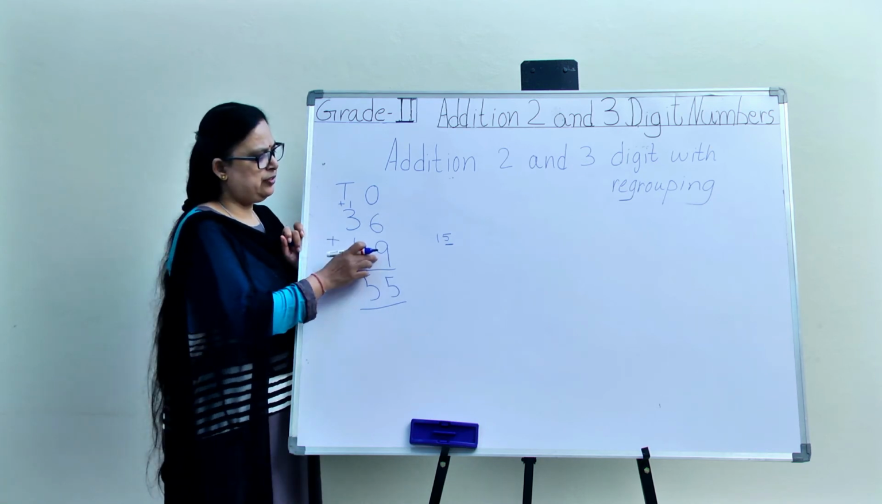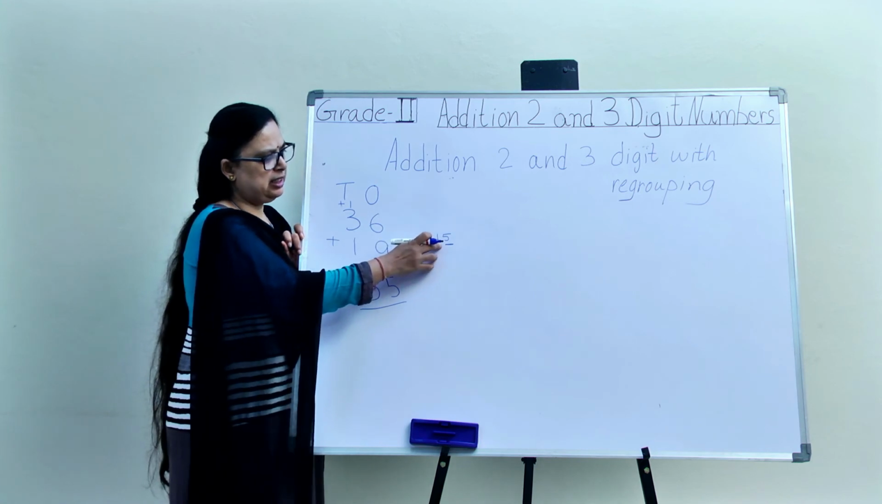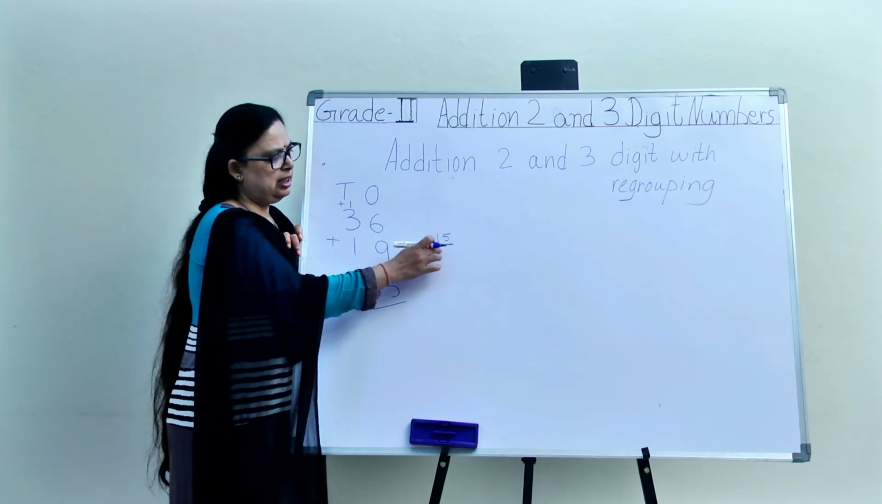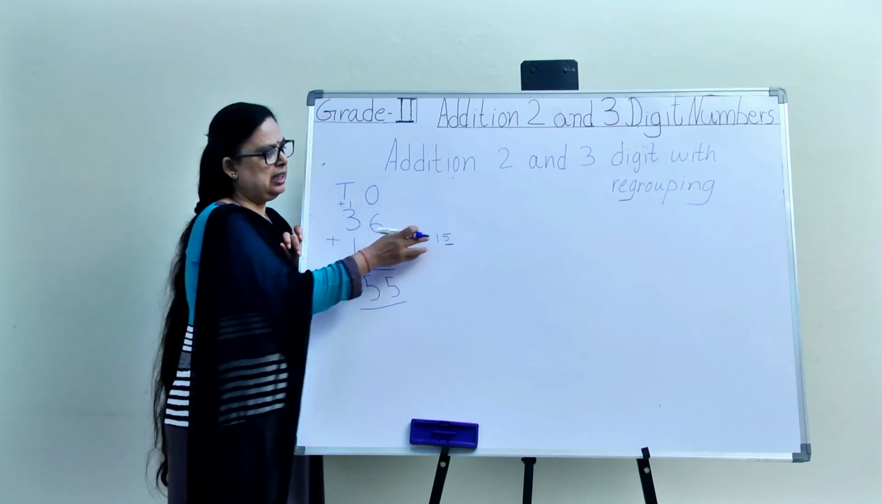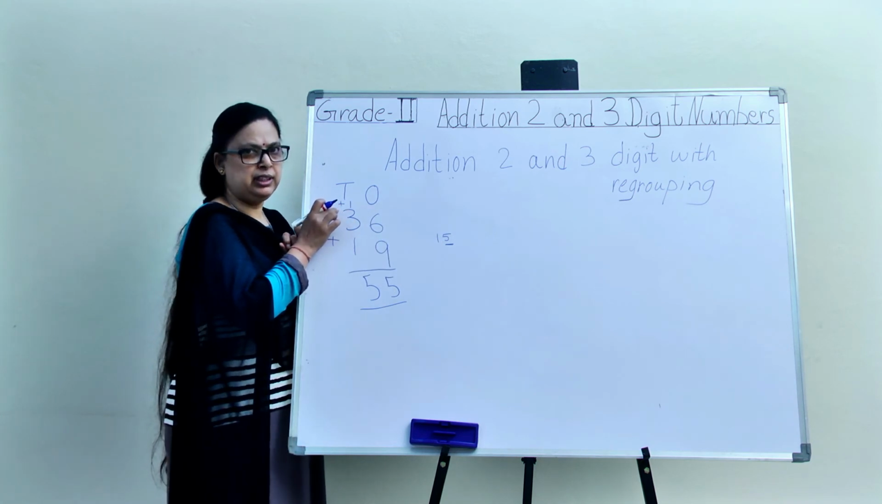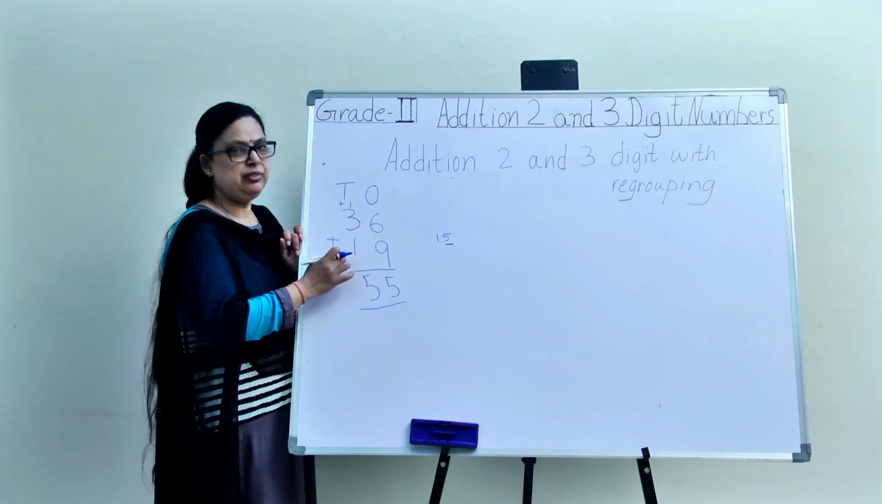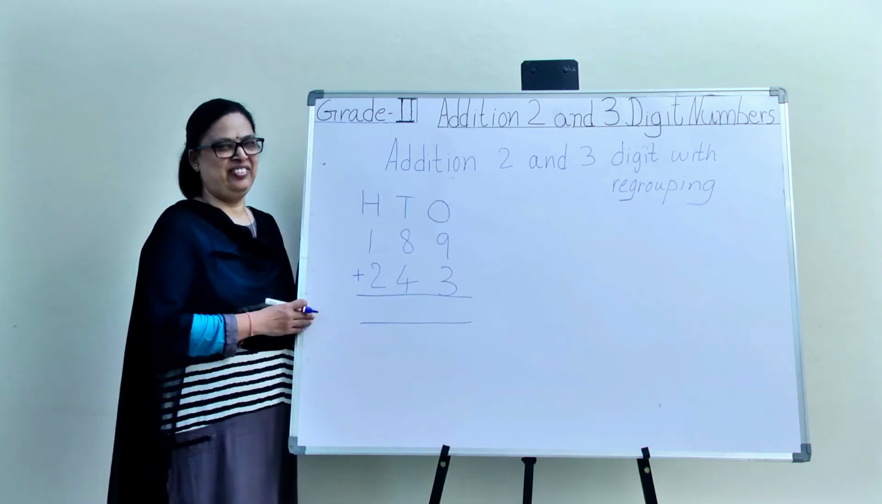What did we do? First we added the numbers in the ones place. And when the answer in the ones place had come, the digit which is in the ones column, we have put it here. And the number that is in the tens column, we have carried it over here into the tens column, and then we have added these numbers. Right children? I hope you understood this.